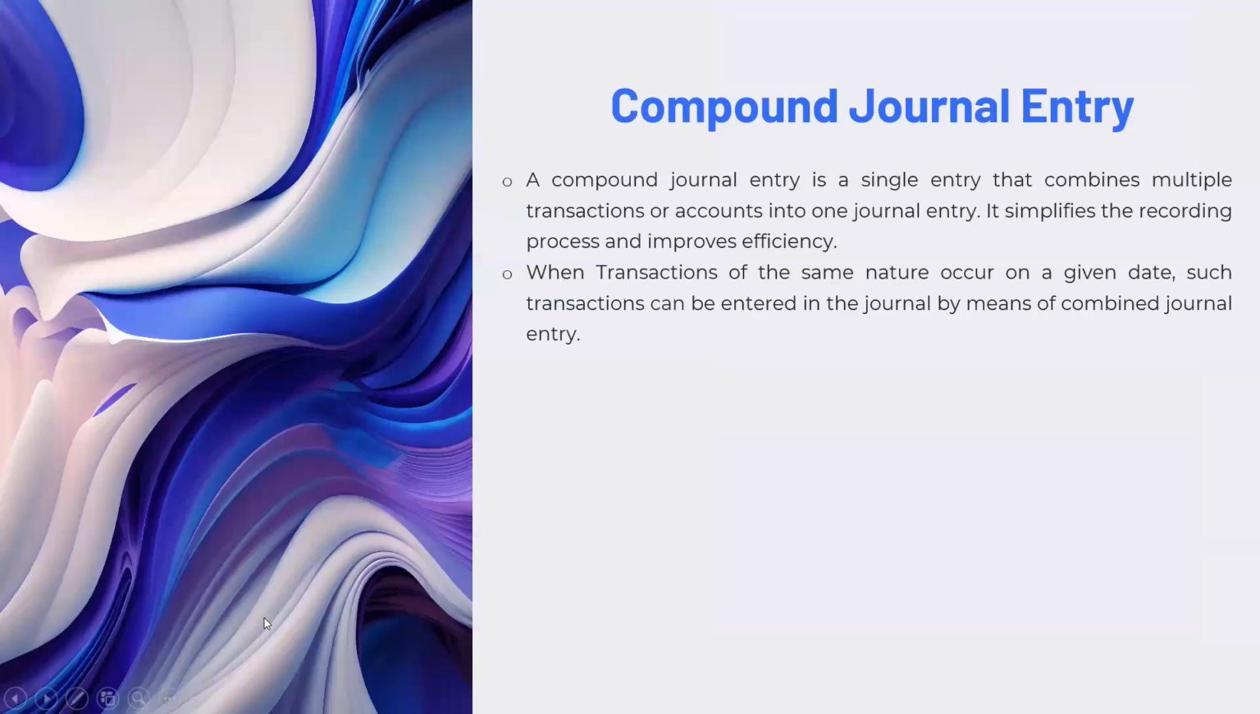Let me change the slide. So it's a single entry that combines multiple transactions or accounts into one journal entry. That is, it simplifies the recording process and improves efficiency. So if any one aspect is the same, for example if the cash aspect is the same for a particular type of transactions, or if the date aspect is the same, if for a particular date, under a particular heading, all the transactions are made, then the compound entry can be made.